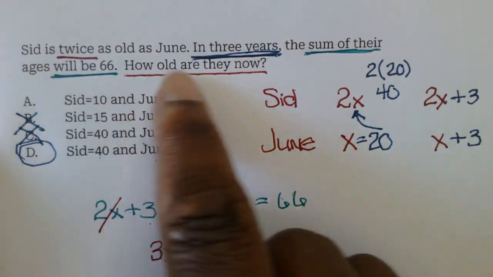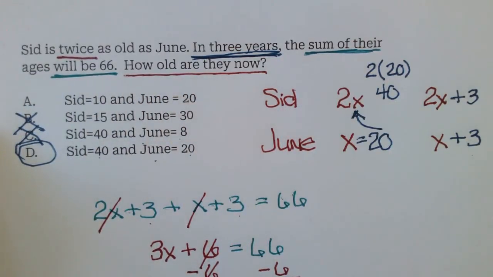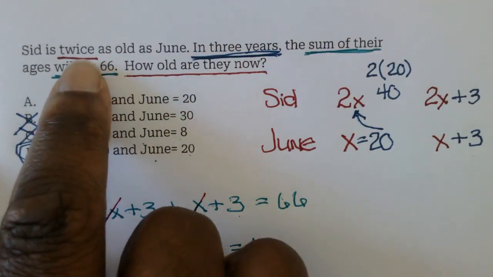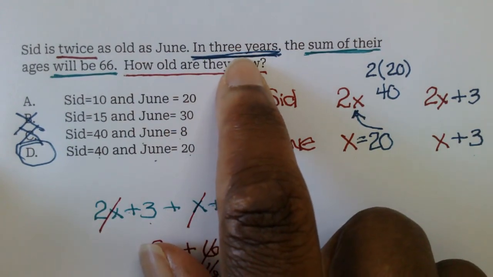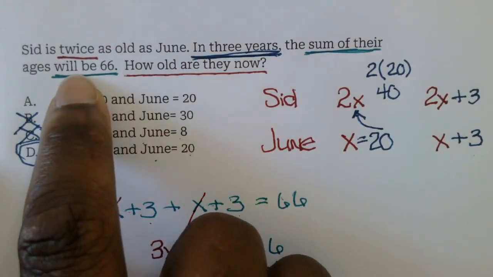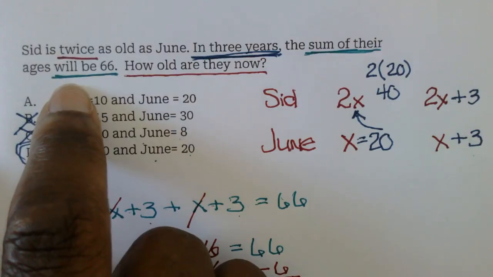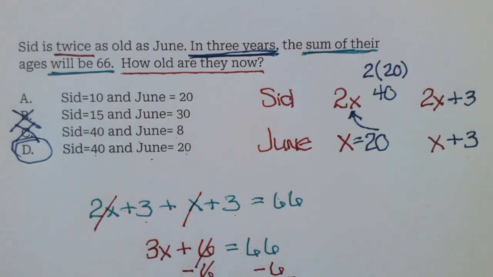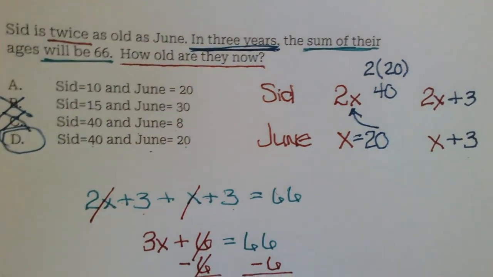Now, the reason why I have us do this is because there's going to be times that you're going to have to pull information out. And certain words have certain phrases. Like twice was 2 times. It was multiplied by 2. In 3 years, we had to add 3 years to it. The sum of, that was addition. And will be, and they said the sum of their ages will be, that means it had to equal 66. So what I'm going to be showing you is how do we go from verbal to algebraic? And we're going to be breaking down those concepts step by step.